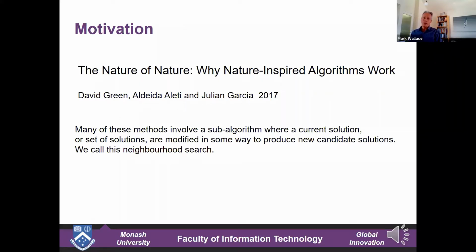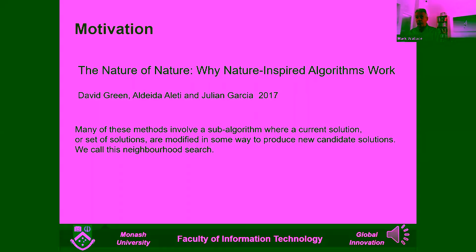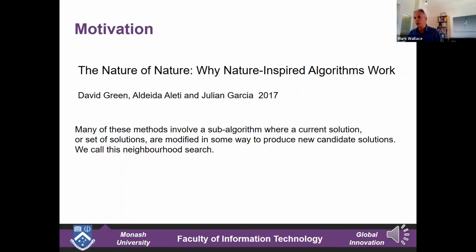The motivation for this work was a paper from Aldada and David Green and Julian called The Nature of Nature, which is why nature-inspired algorithms work. That was looking at quite complex problems and algorithms with difficult landscapes. I was curious, looking at the fundamental issue of why local search, why making a local change, is a useful sub-algorithm to have within a larger, maybe a nature-inspired or any kind of meta-heuristic algorithm. So I went for a much simpler problem to see if we can have a very general result for just local improvement.